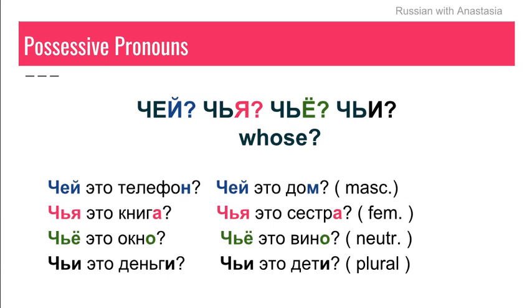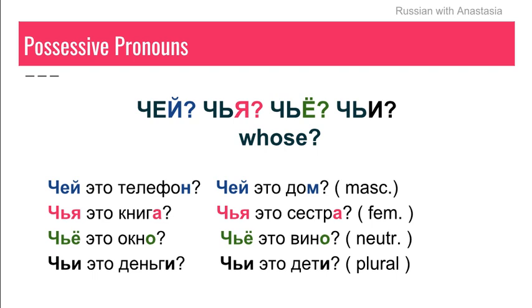The second example. Чья это книга? Whose book is this? Книга is feminine. Чья needs to agree with the noun in the gender. The second example is чья это сестра? Whose sister is this? Чья это сестра?